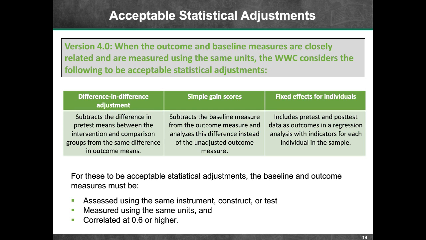If both of these conditions are met, a difference in difference adjustment, analysis of simple gain scores, or fixed effects analysis of individuals can satisfy the statistical adjustment requirement to demonstrate equivalence when the standardized mean difference of the baseline measure is between 0.05 and 0.25.